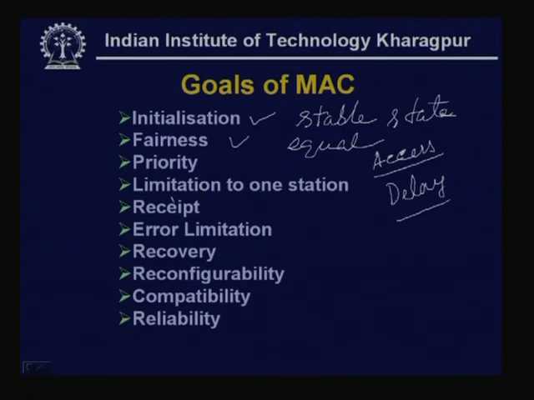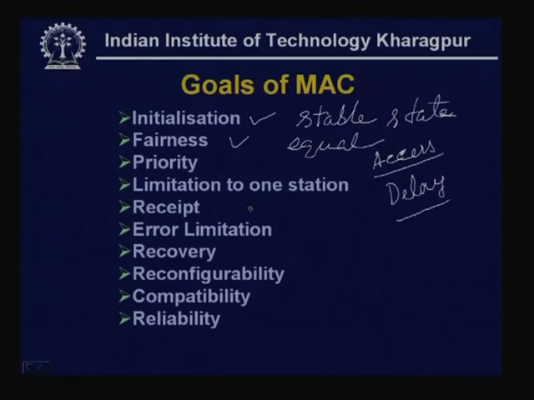Then another important goal is limitation to one station. We have seen that there are a number of stations trying to send. At the end, the medium access control technique should ensure that only one station transmits, and that it is received by one station, and only one packet of data, not multiple packets, will be received by the station. If multiple packets are there, they should be sent in an orderly manner. So, receipt of packets has to be performed in an orderly manner. It will also perform error limitation, error detection and correction.